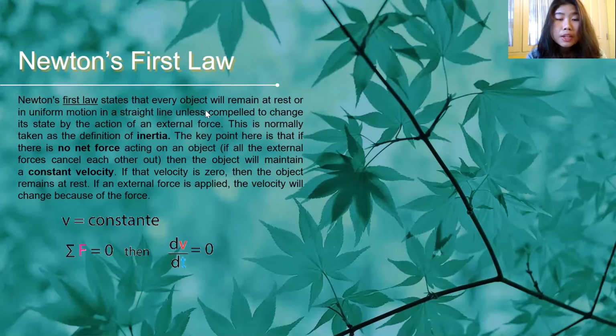The key point here is if there is no net force acting on an object, if all the external forces cancel each other out, then the object will maintain a constant velocity. If the velocity is zero, then the object remains at rest. If an external force is applied, the velocity will change because of the force. We can say in here, V equals constant, sigma F equals 0, then dV over dt equals 0.